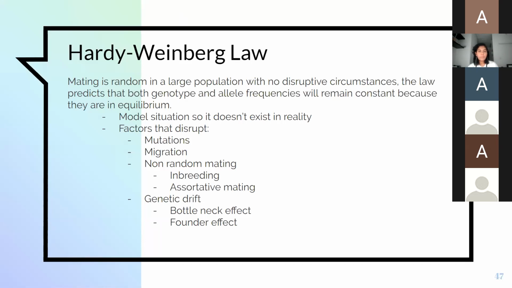So yeah, with Hardy-Weinberg, as I was saying, it's just a model situation. It doesn't really happen in real life. And the factors that disrupt Hardy-Weinberg law are mutation, migration between populations, non-random mating, like inbreeding or assortative mating, and genetic drift, which is the bottleneck effect or founder effect. Genetic drift is essentially saying when your population becomes smaller, the Hardy-Weinberg law is non-applicable.